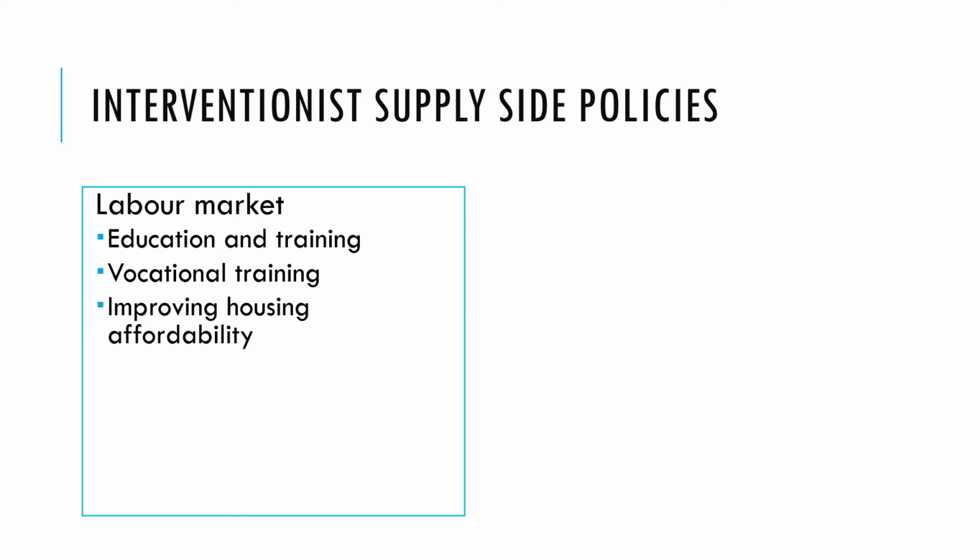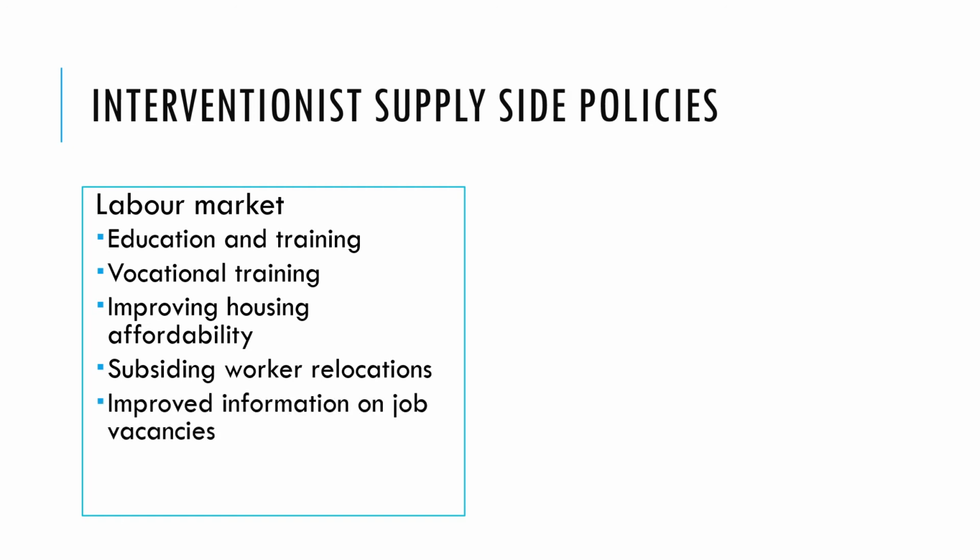Improving housing affordability would allow workers to move around the country, so they can go to areas where there is high employment, and provide businesses in those areas with extra workers, enabling them to increase production. Similarly, subsidizing worker relocation, so giving workers money to relocate to particular areas where there is demand for workers, would again help the businesses in those areas and enable them to increase the scale of production.